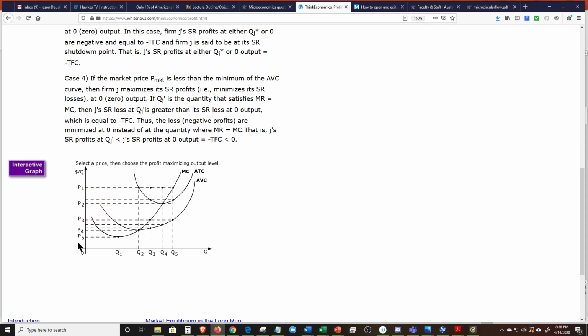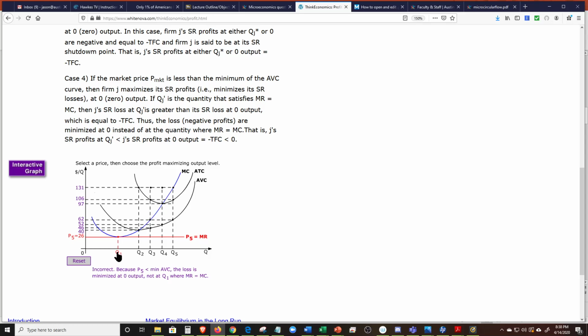Let's reset and pick P5. There you go. Where the marginal revenue, now the price is 26, set by the market out here. The firm can sell as much or as little as it wants. The profit maximizing or loss minimizing decision is to produce at Q1.